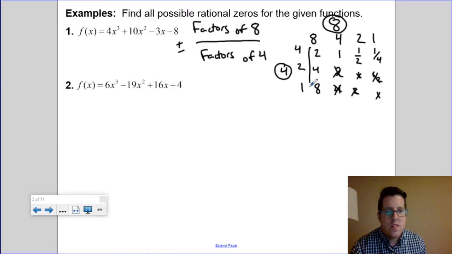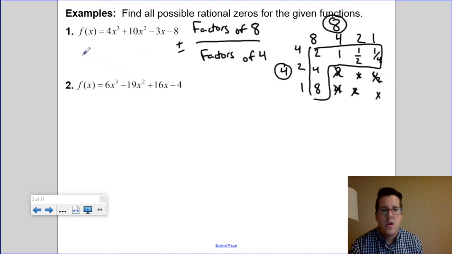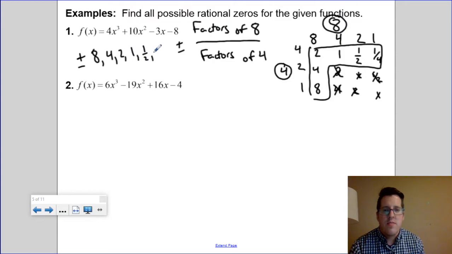So these numbers right here are all of the possible things that could be zeros of this polynomial function. So I'm going to list them. Either positive or negative 8, 4, 2, 1, 1/2, and 1/4. All right, pause the video and try the next one on your own.